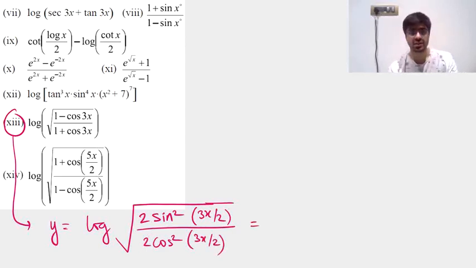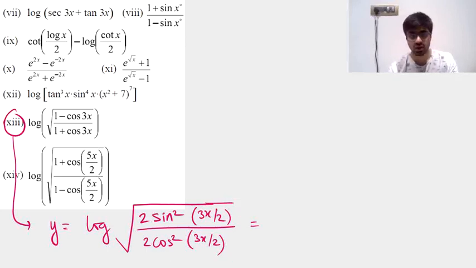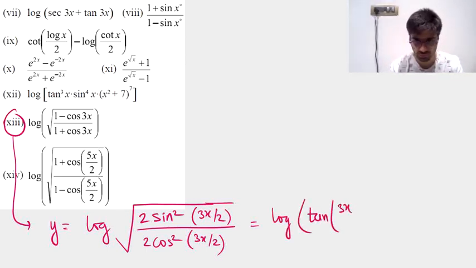2 and 2 get cancelled. Sin square upon cos square makes it tan square. Root of tan square will be tan. So we are finally left with log of tan 3x by 2. And now take a derivative.